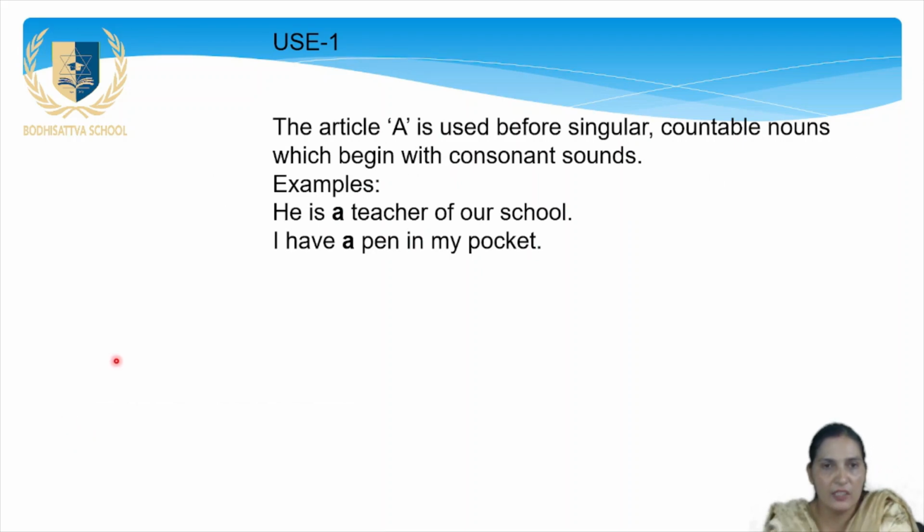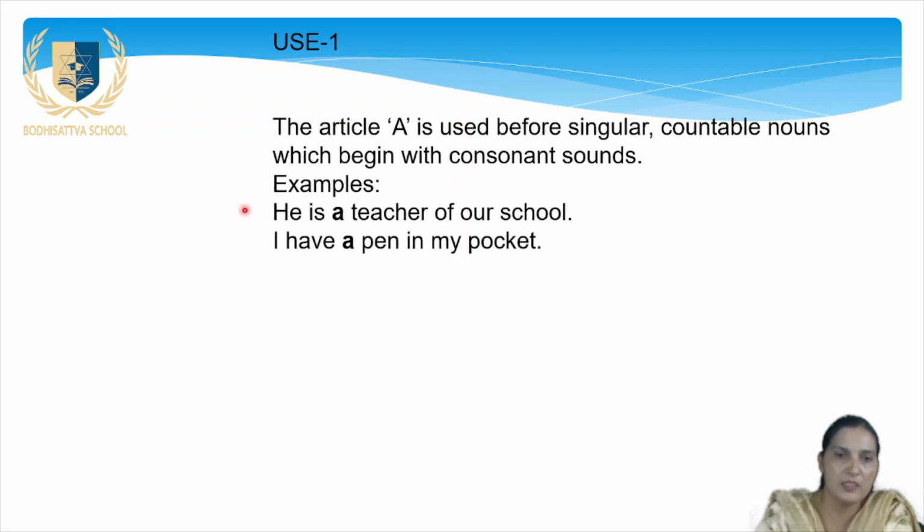And next, now look here. There are many uses of the articles a and the. And first, you use the article a. The article a is used before singular countable nouns which begin with consonant sounds. The article a is only for singular, not plural, and the word should begin with a consonant sound also.